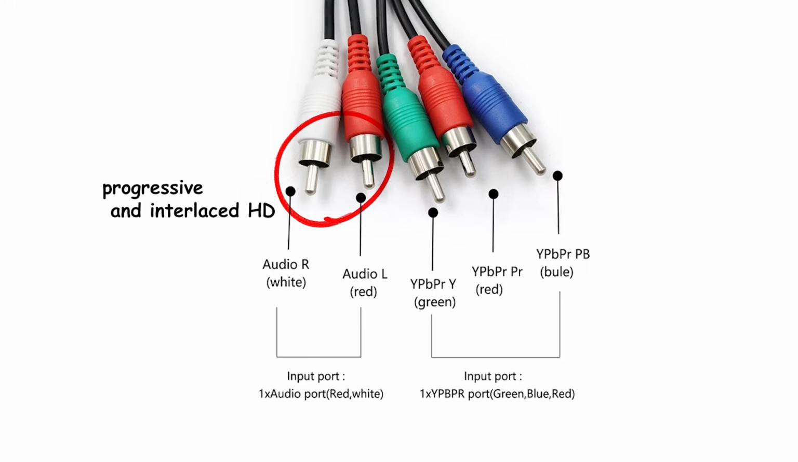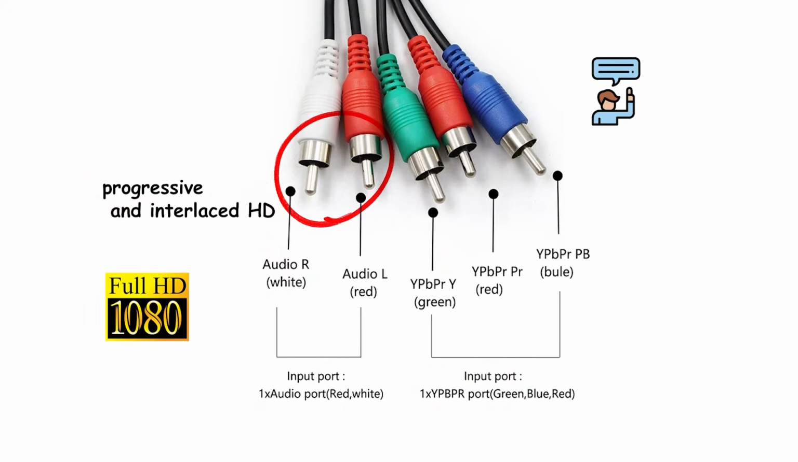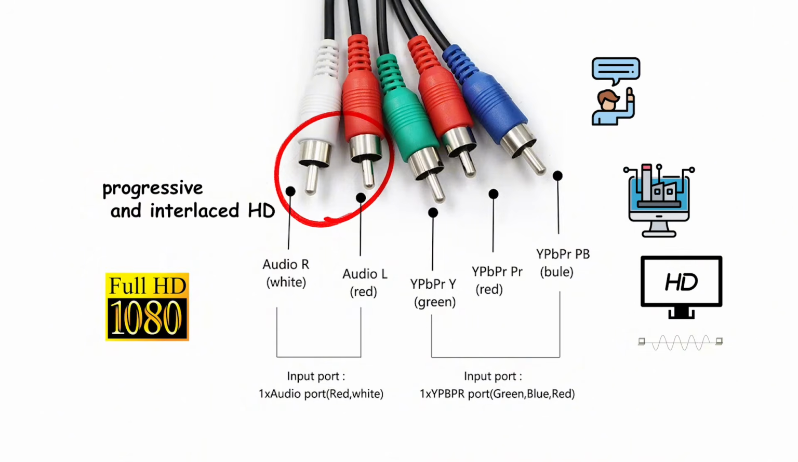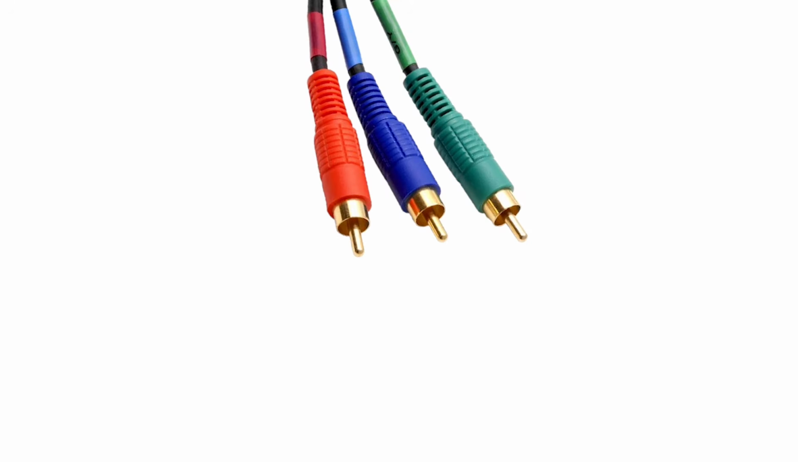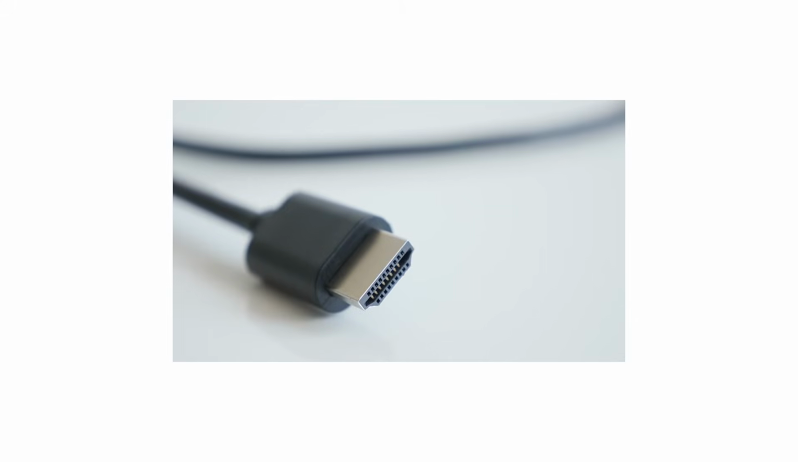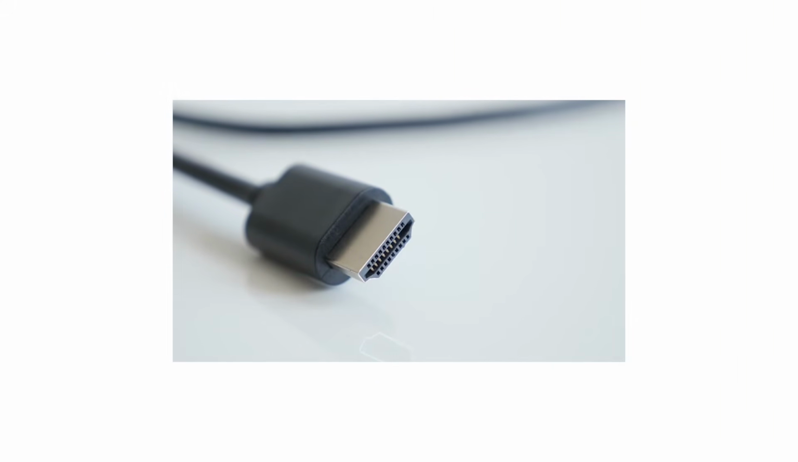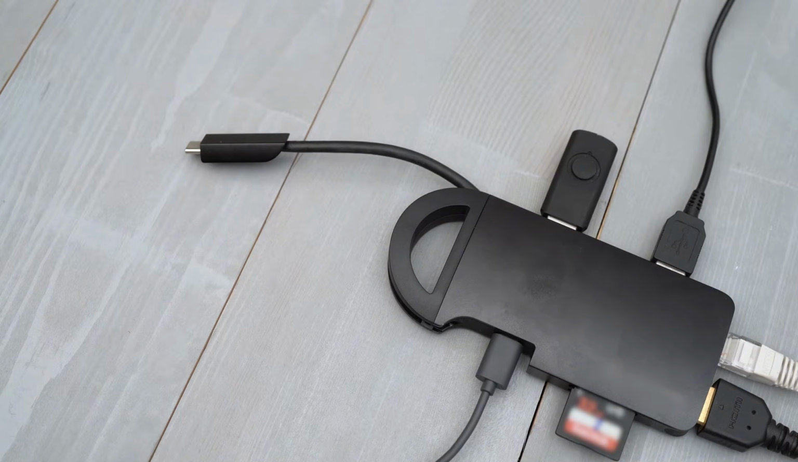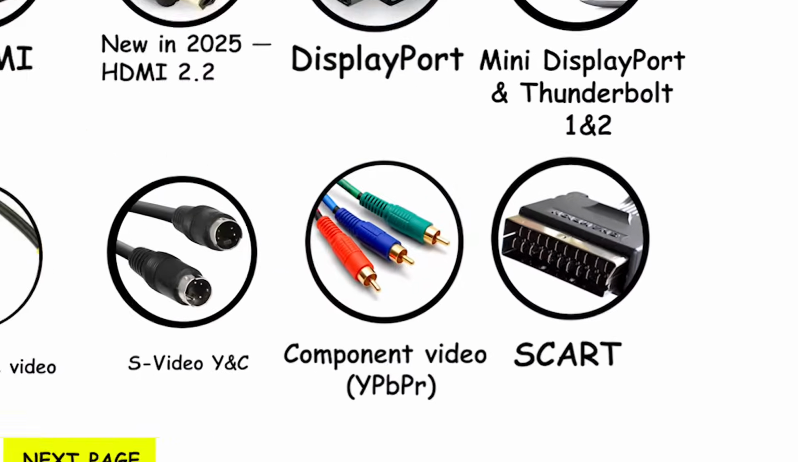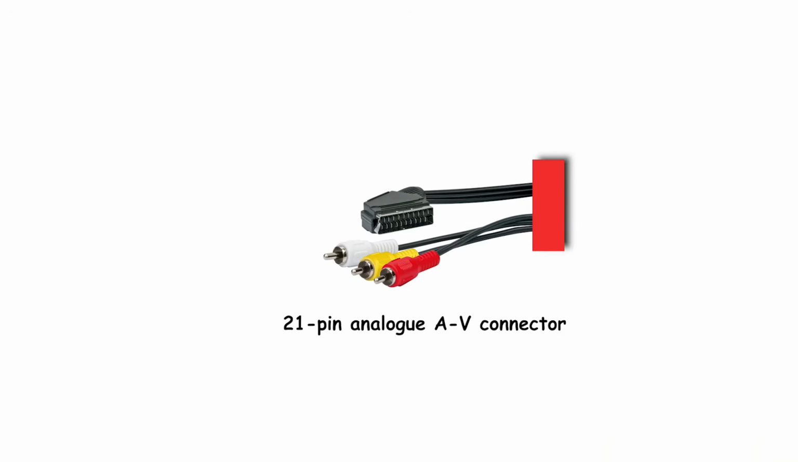The link supports progressive and interlaced HD and, as an interface, can carry up to 1080p. In practice, many consumer sources limited analog HD outputs for DRM reasons, but the YPbPr format itself isn't the bottleneck. Today, it's largely replaced by HDMI. Converting to HDMI from YPbPr needs an active analog-to-digital converter.